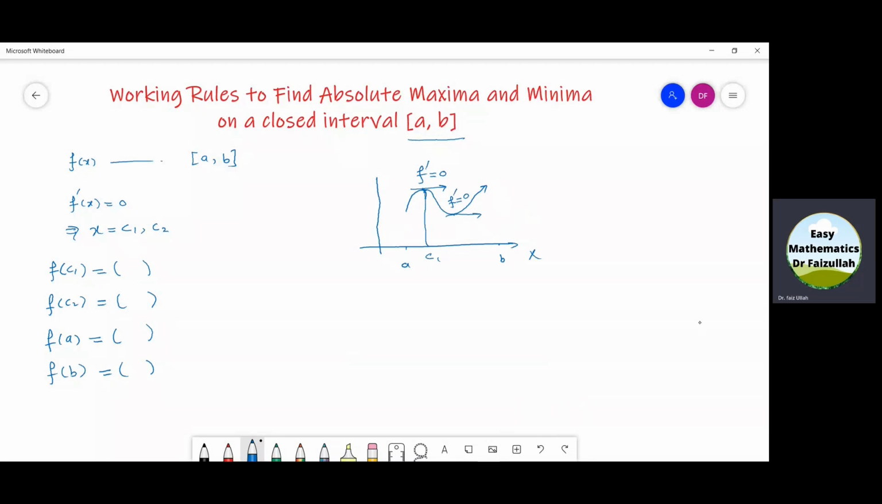Let us say this one is C1, this one is C2. Now we have to find the values f of A, then f of C1, f of C2. Similarly, we can find f of B. The largest in these four will be our maximum value, and the smallest in these four will be our minimum value in the given interval a comma b.